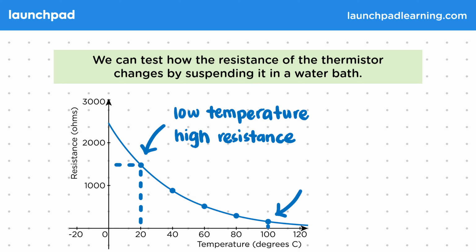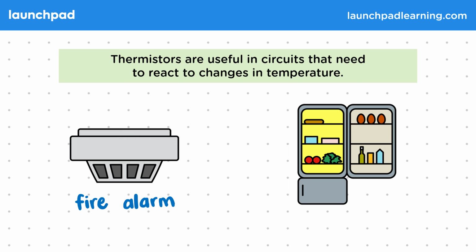So what kind of devices are thermistors used in? Well, thermistors are useful in circuits that need to react to changes in temperature. In other words, they're used in devices where we need to increase a current when a temperature change happens. For example, modern fire alarms will only sound when a high enough current flows through them. They have thermistors which restrict the current until the temperature of a room greatly increases because of a fire.